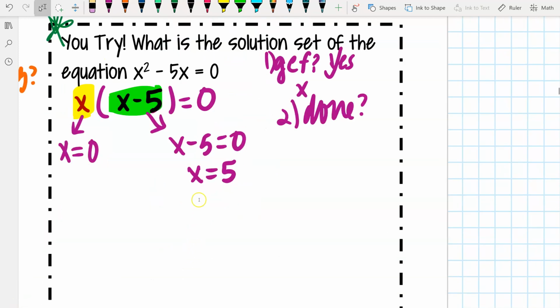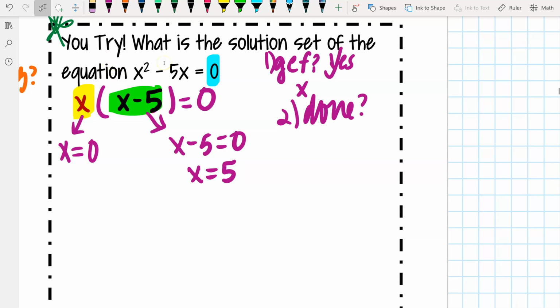All right, so for this one, you should have said that you had a GCF, and you should have noticed that this was already equal to 0, so you could move directly to GCF. So our GCF here is actually x. So if I take out an x, I should be left with x minus 5.